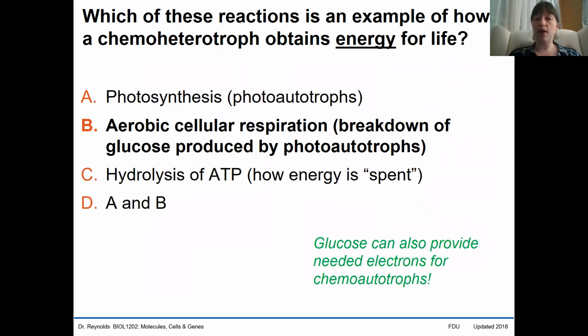Good. Chemoheterotrophs use aerobic cellular respiration, the breakdown of glucose produced by photoautotrophs. So they don't actually create the molecule of glucose that was used. But since glucose is going to provide the electrons that are needed for a chemoautotroph or a chemoheterotroph, then they're going to be able to utilize those to get that energy.